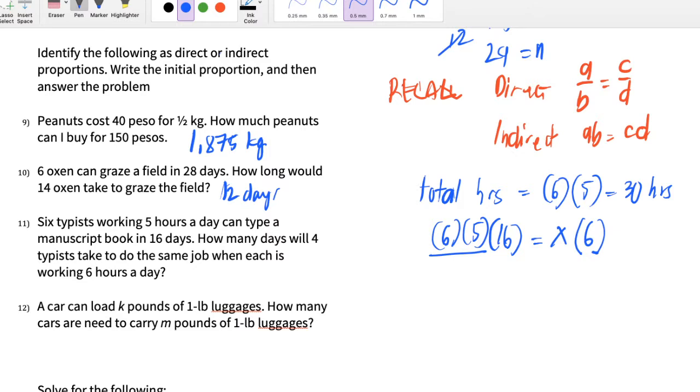Ano ba yan? Again, okay, nalito sa sarili ko. Okay. For number 6, meron pala tayo ditong 4 typists. So, dito, we have, sorry guys, naglolo ko talaga yung drawing pen ko today. Okay, let's repeat number 11.